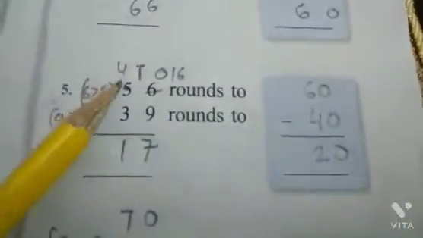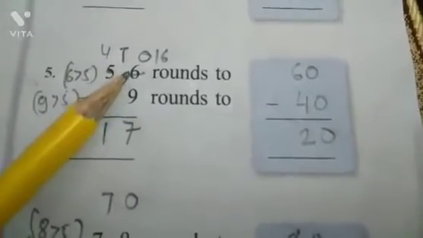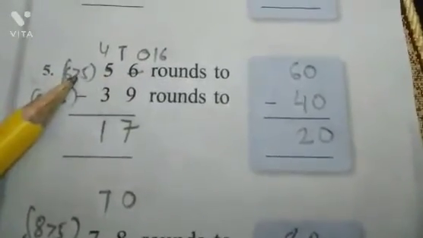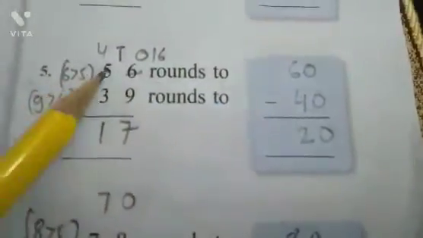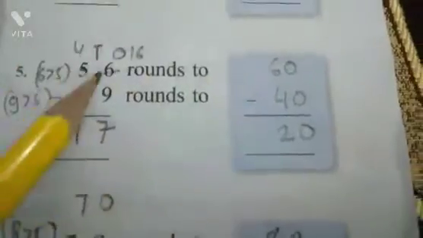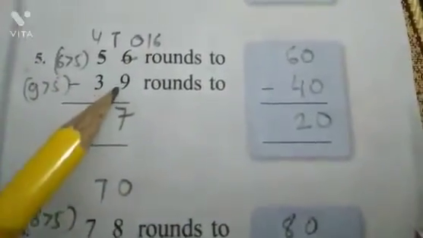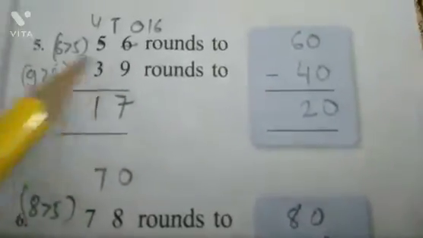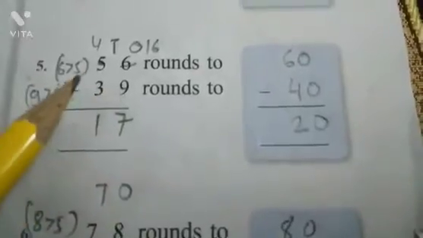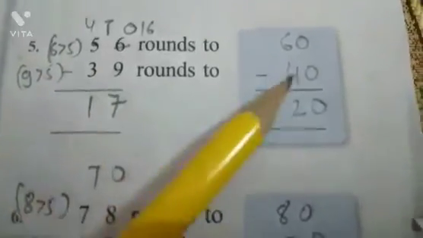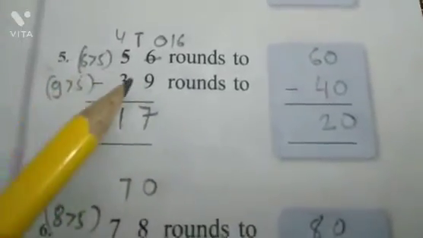Fifth one, 56 minus 39. See the ones place digit, here is 6. 6 is greater than 5. So write 0 at the place of 6 and write the next number of 5, which is 6. So the rounding number of 56 is 60. Now see number 39. Here 9 is greater than 5. So write 0 at the place of 9 and write the next digit of 3, which is 4. 40 is the rounding number of 39.